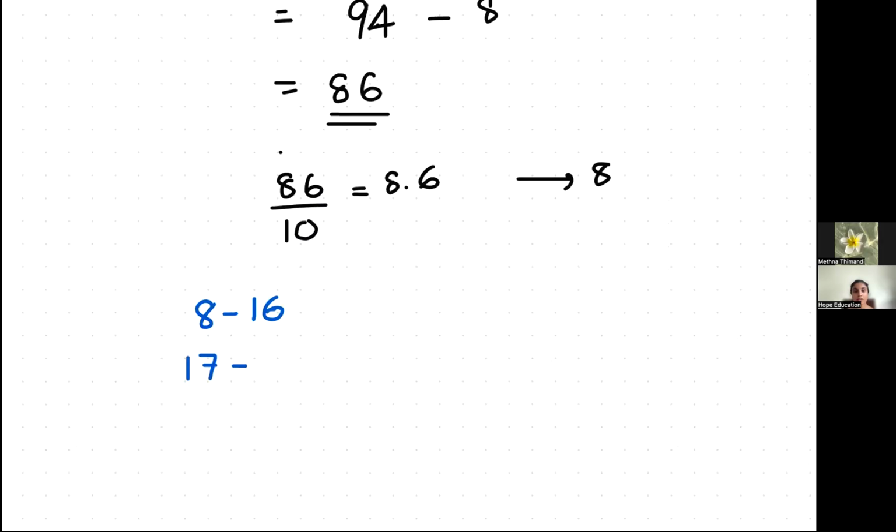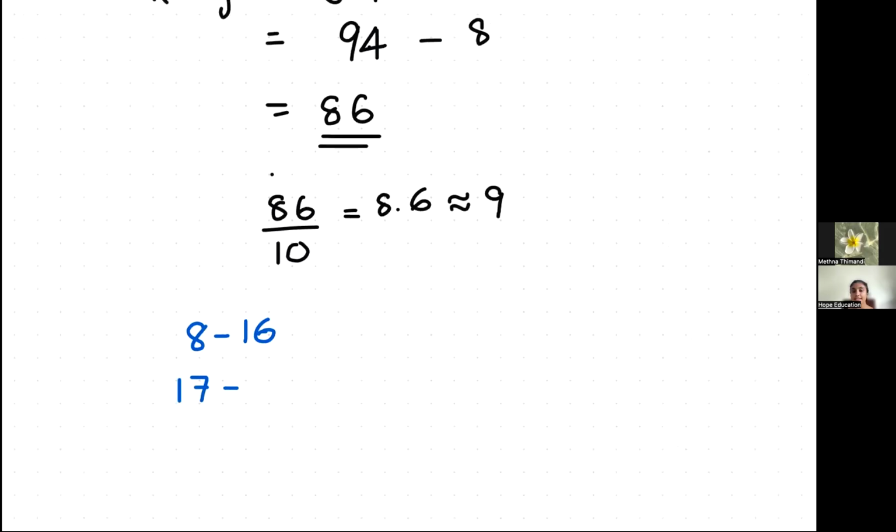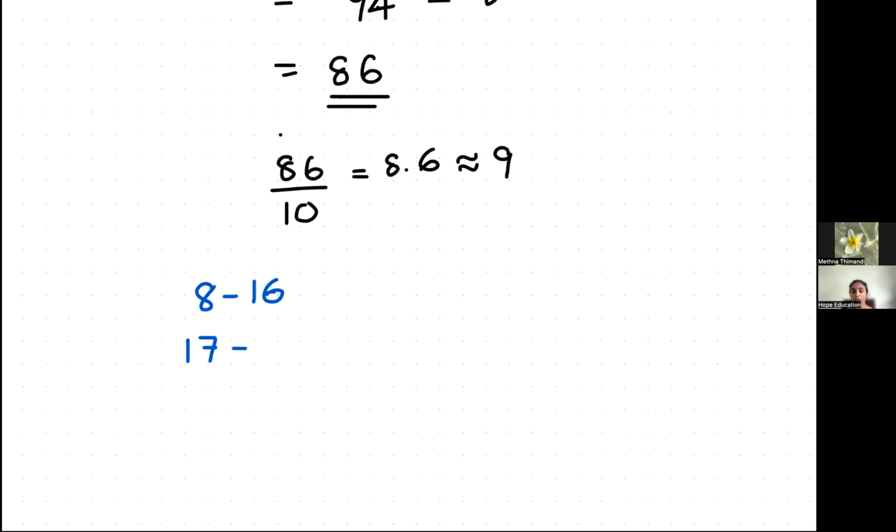So actually, 8.6 rounded off, let's say the size of one group is 9, right? Because the range is 86 and I want to divide it into 10 groups, the size of one group is 8.6. Rounded off that would be 9, right? So I make the groups so that each one covers 9 data points.